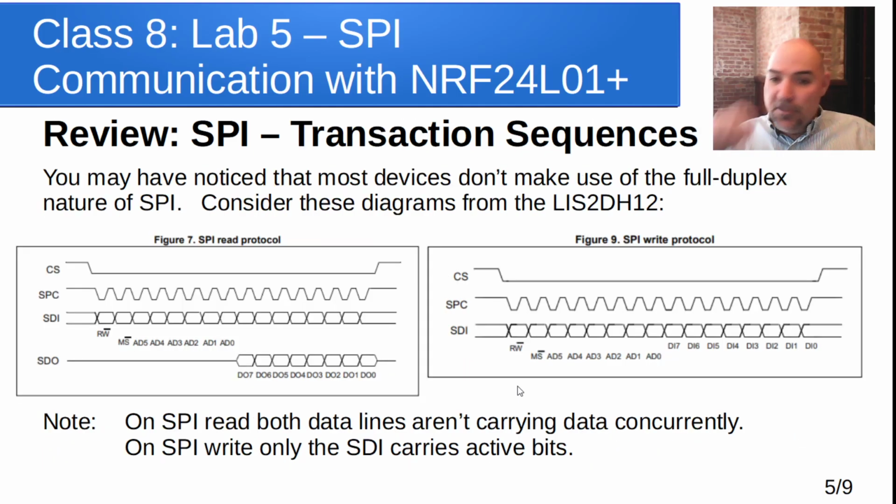Okay, now these are the transaction sequences from a different device as a review from last time. But the idea here is, again, pull the select line low, tick the clock, 8 bits go out. If we tick the clock, another 8 bits come in. We're going to look at that in the actual data sheet for the chip we're working on here in just a second, so just bear with me.